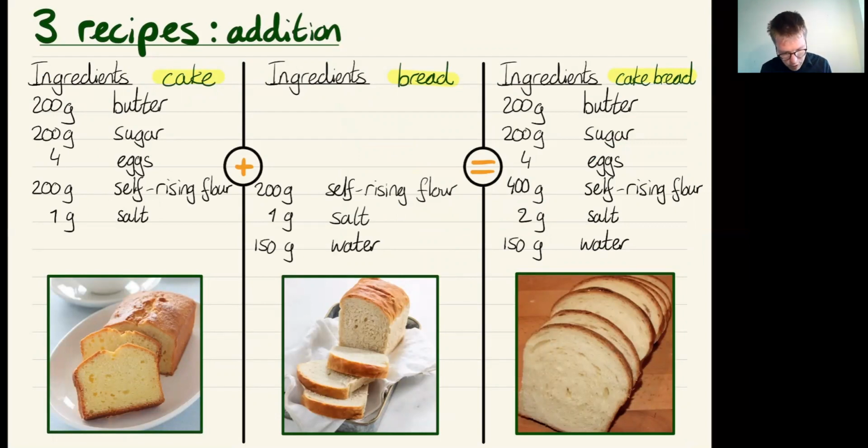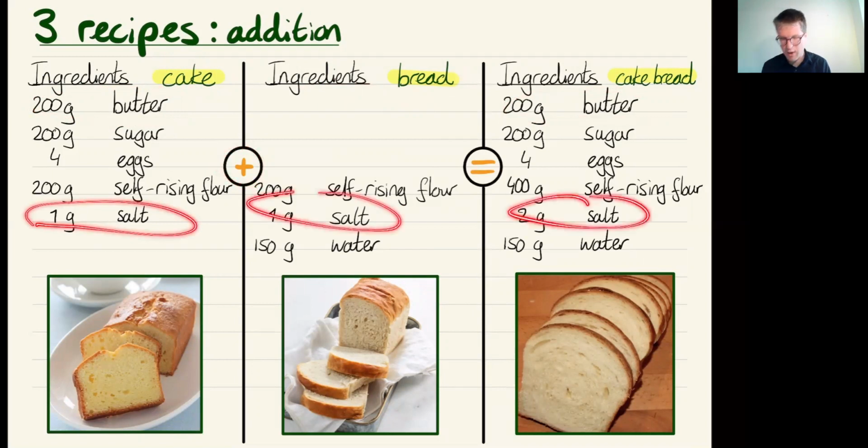So, for example, let's consider what happens if you add all the ingredients of two recipes. In our example, cake and bread, you add all the ingredients. So point-wise, there's 200 grams of butter here, and here there's no butter. So if we add this, we get 200 grams of butter. And with the salt, 1 gram plus 1 gram, this will be 2 grams of salt.